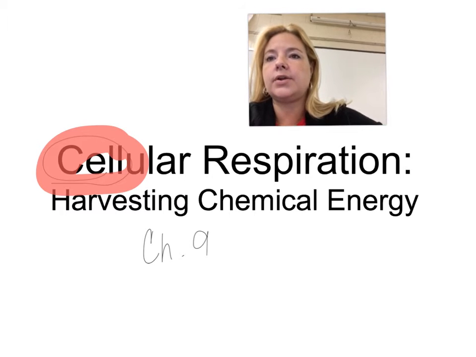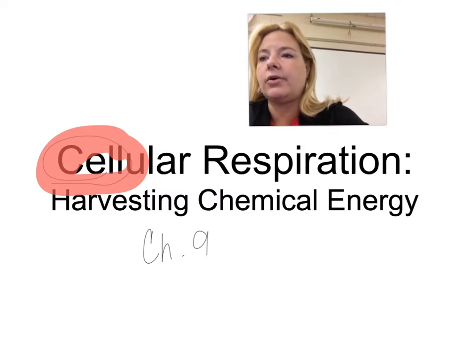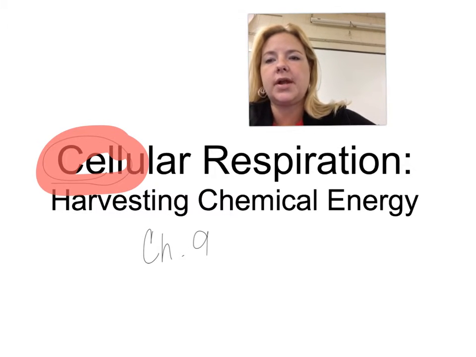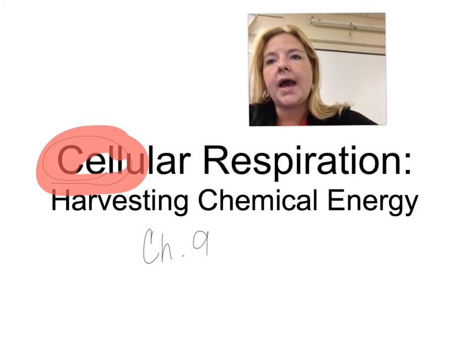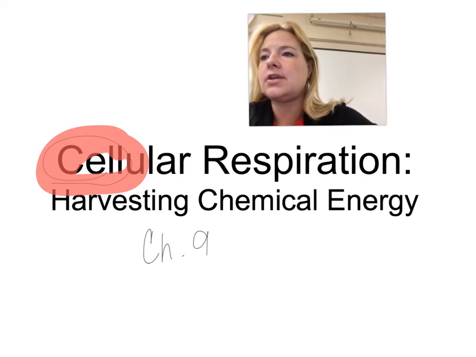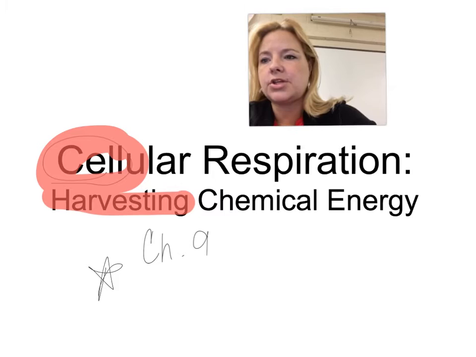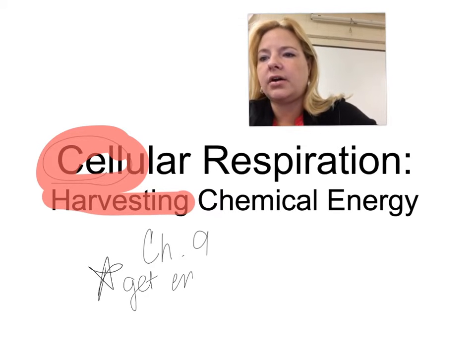And as you are doing cellular respiration, your body is actually getting out, so that's why it says harvesting, chemical energy. So you are actually getting the energy out of the foods that you eat. And that is the main function of cellular respiration. So that's the first thing you need to write down in your notes. The main function of cellular respiration is to actually get the energy out of the food that you eat.